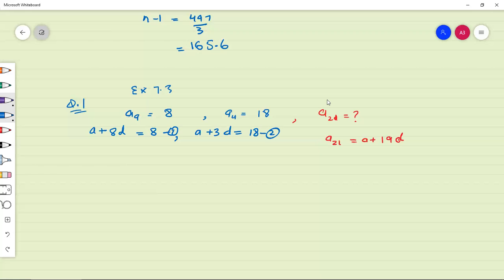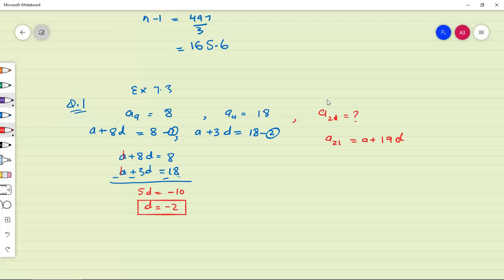Here we have A plus 8D and A plus 3D. So solve them simultaneously. A plus 8D is equal to 8, while A plus 3D is equal to 18. So minus, minus, and minus. So A and A cancel, and this would become 5D is equal to minus 10, and D is equal to minus 2. So D is minus 2.